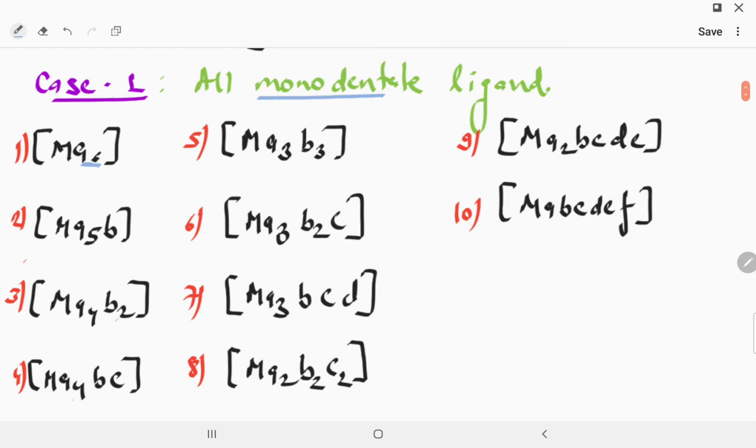Now MA4BC, 2 are different ligands and 4 are the same ligands. Now MA3B3, 3 are of one kind and 3 are of another. MA3B2C, 3 are the same, 2 are the same, 1 is different. MA3BCD, 3 are the same and the other 3 are all different. Here B is, C is, D is different. Now MA2B2C2, all are twice. MA2BCDE, one is twice and the other 4 are different. MABCDEF, all 6 ligands are different.